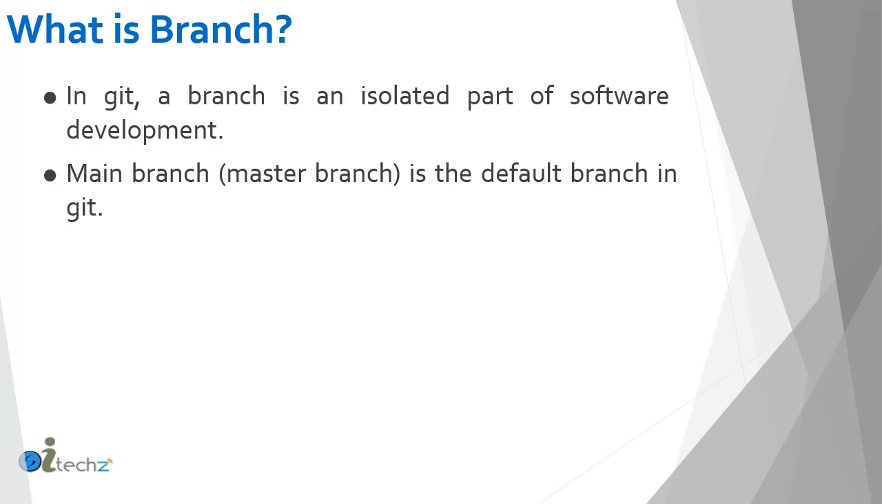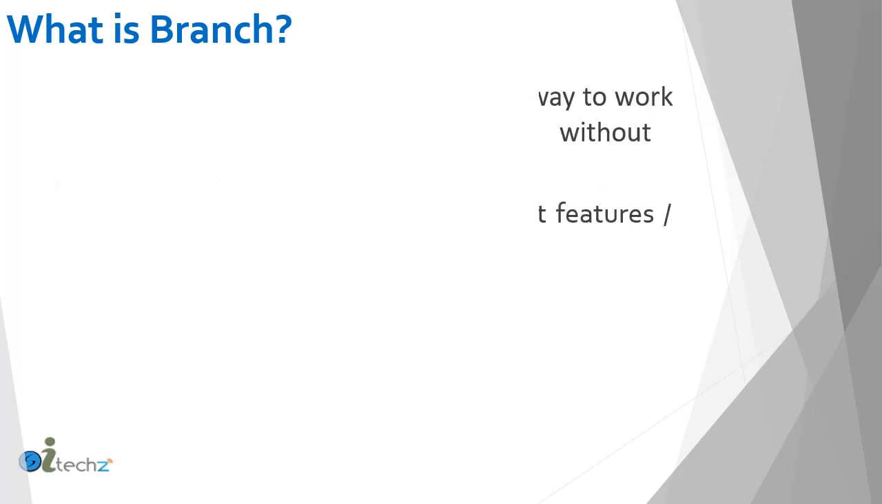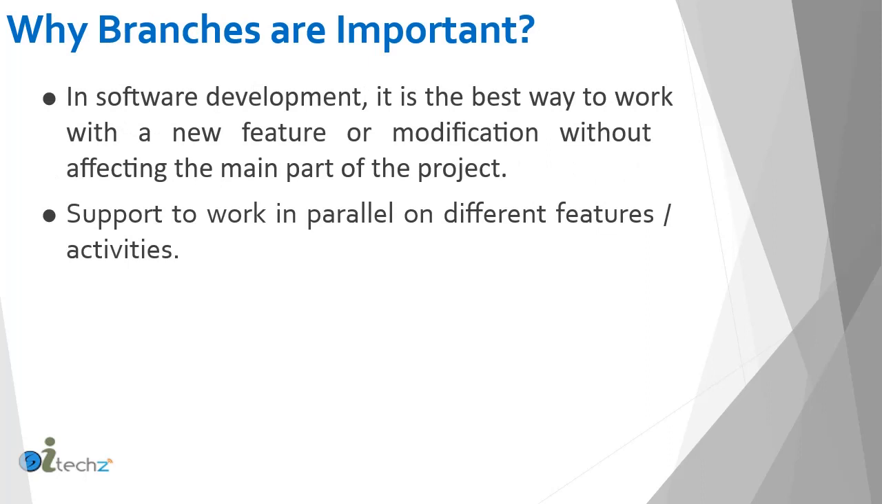Now let us see why branches are important. In a software development team, different people work on different features. In such situations, branches are the best solution to work without affecting the main branch. Branches also support working in parallel on different features or activities. For example, let's say A is a member of the project working on the feature F1, and B is working on the feature F2. In this case, both can create two different branches and they work in parallel.